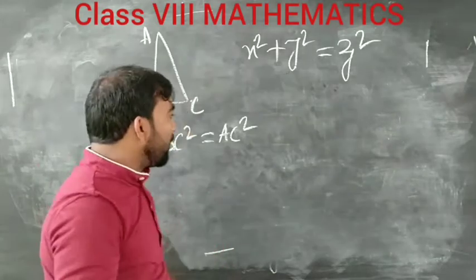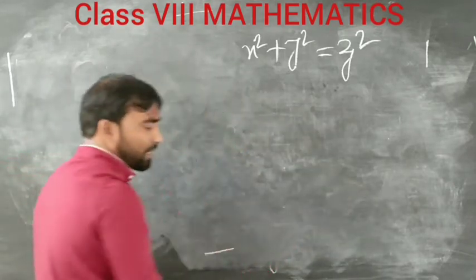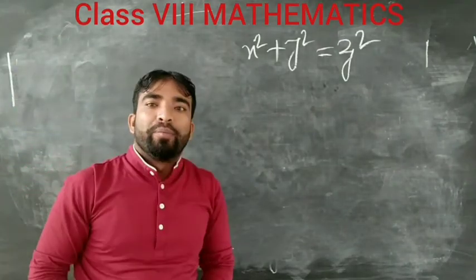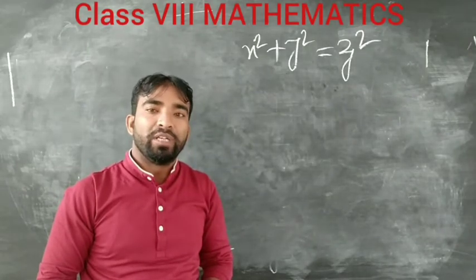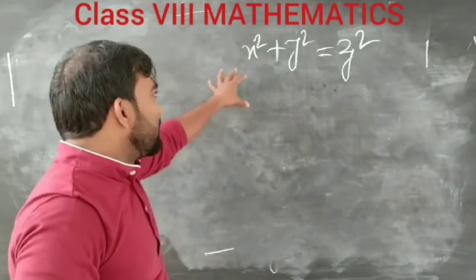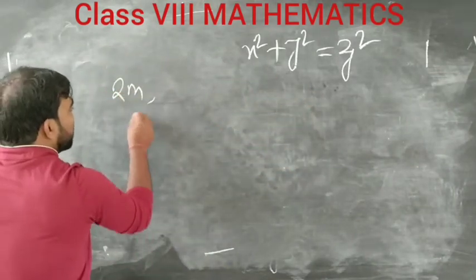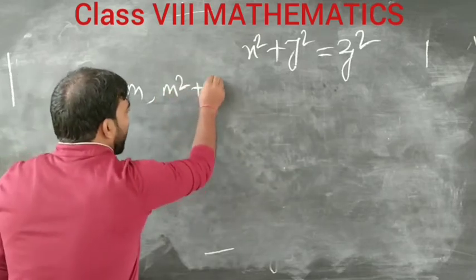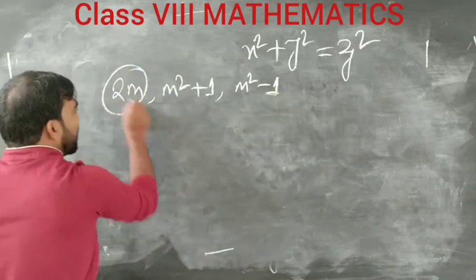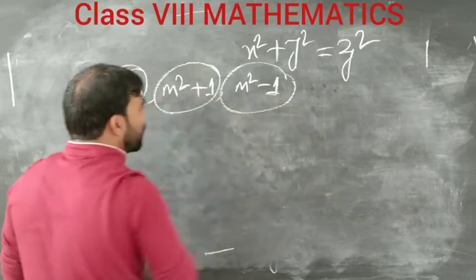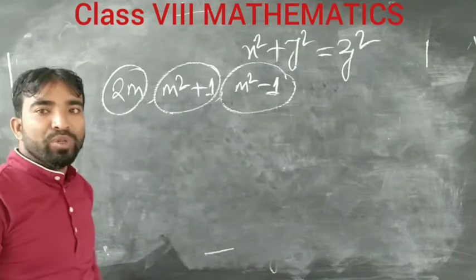How to find these other two numbers? Dear students, before starting the calculation from the given example, first of all we have to remember how to find this Pythagorean triplet. Here three numbers are there. We can take these three numbers as 2m, m square plus 1 and m square minus 1. The formula is that these are the three numbers.